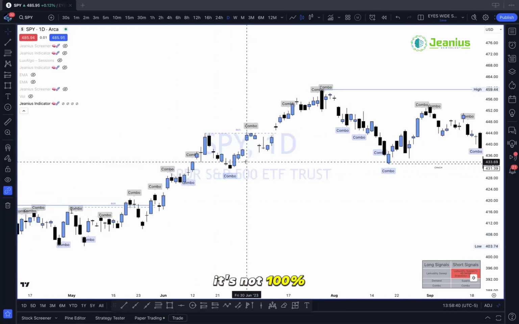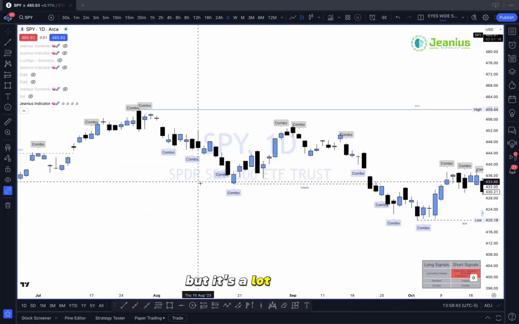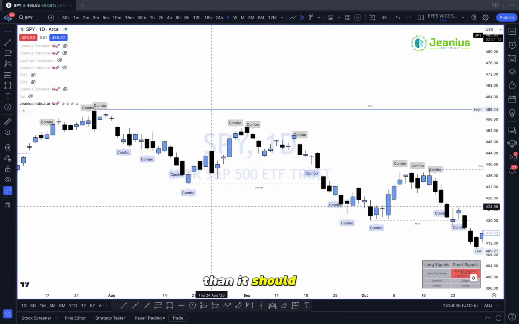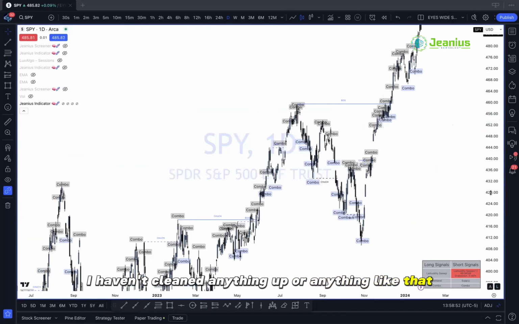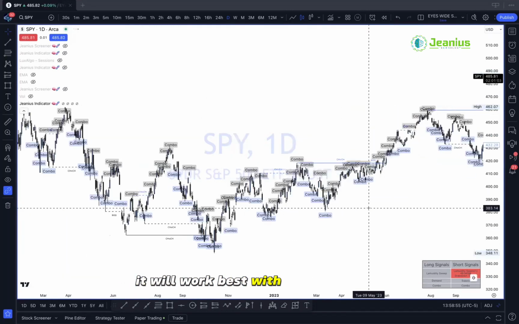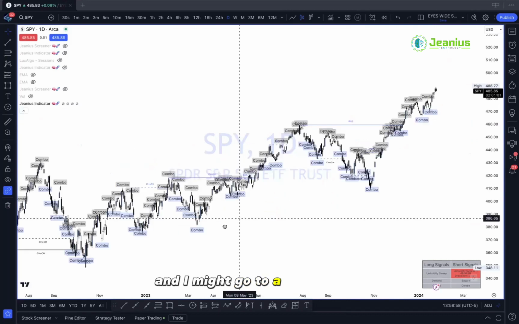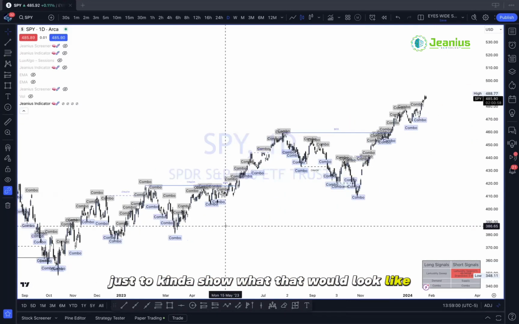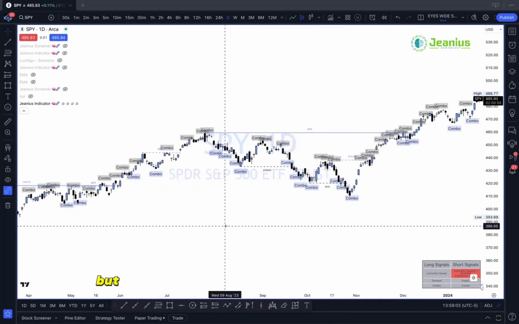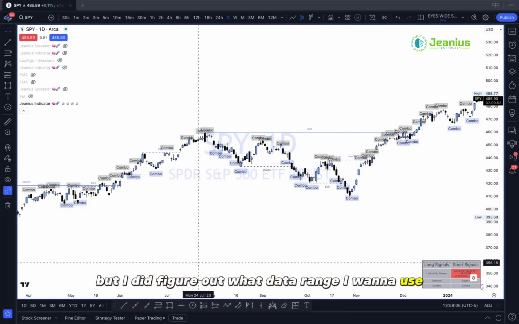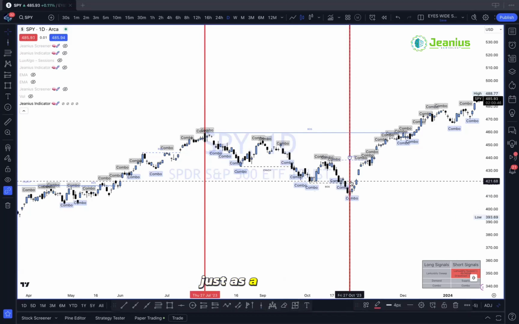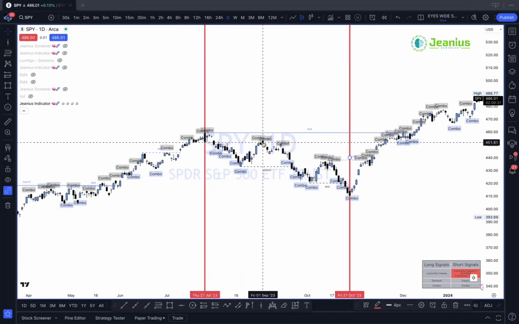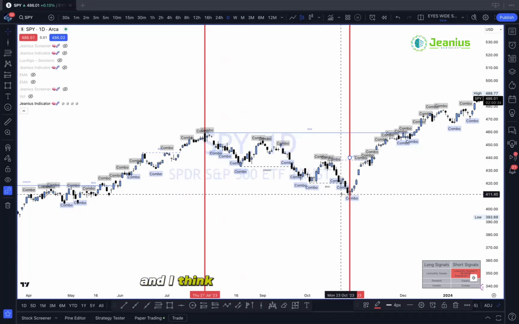Now obviously it's not 100% accurate, but it's a lot more accurate than it should be, just off of these two signals alone. I haven't cleaned anything up or anything like that. Now obviously it will work best with cleaner trends, and I might go to a lower time frame just to show what that would look like. I'll do that, but I need to figure out what data range I want to use. I may use this data range here just as an example because it has some good trends right here, and I think on a smaller time frame this would look good.